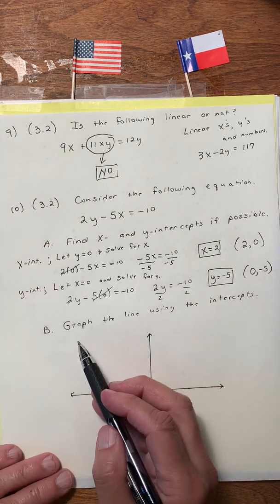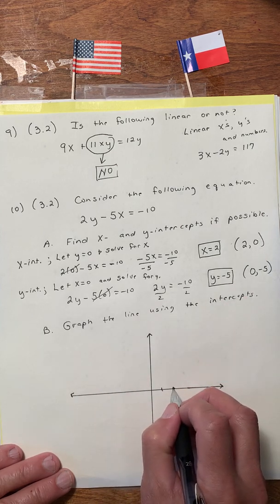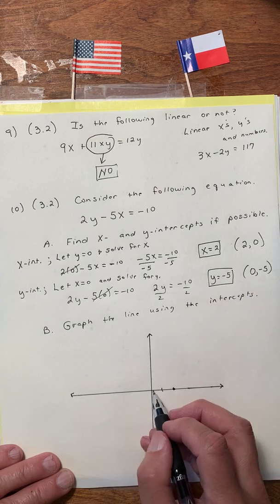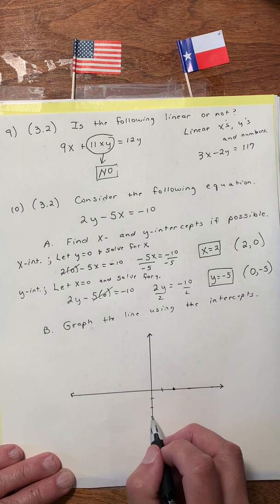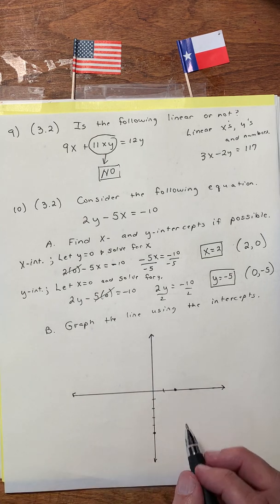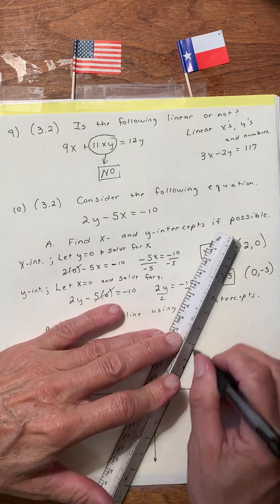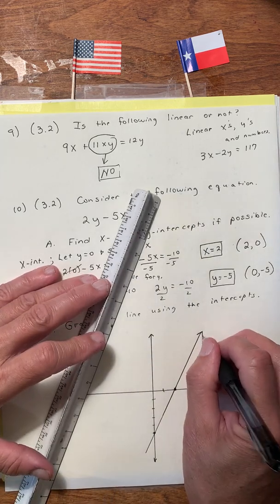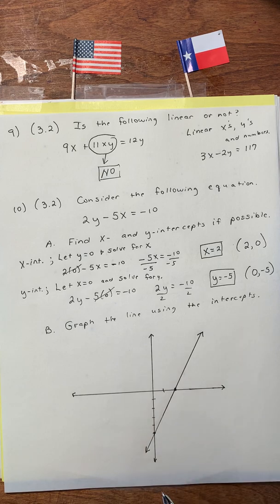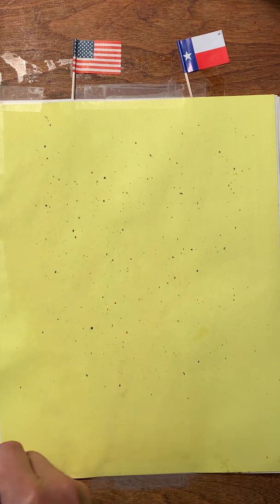So next, I'm going to graph my 2 points. Find the point 2, 0. I'm going to find the point 0, negative 5. And as I plot those 2 points, the Hawks program will actually draw the line for me. I don't have to draw the line. Hawks will do that for me, but I just plot the 2 points and the line will be drawn. All right.